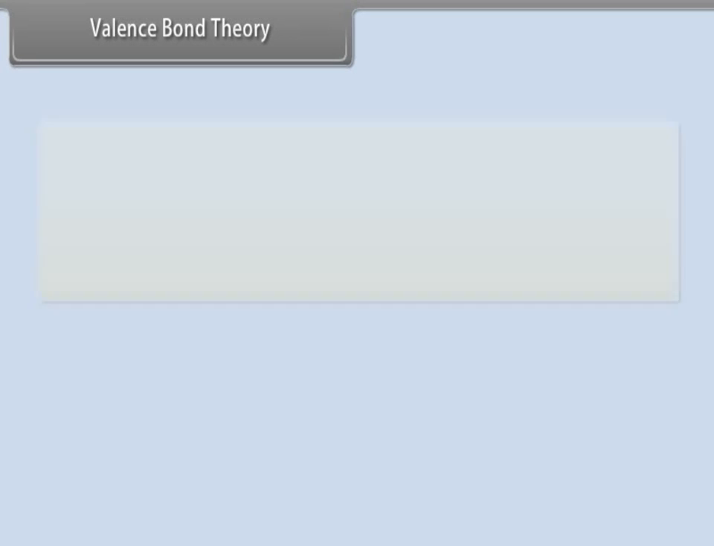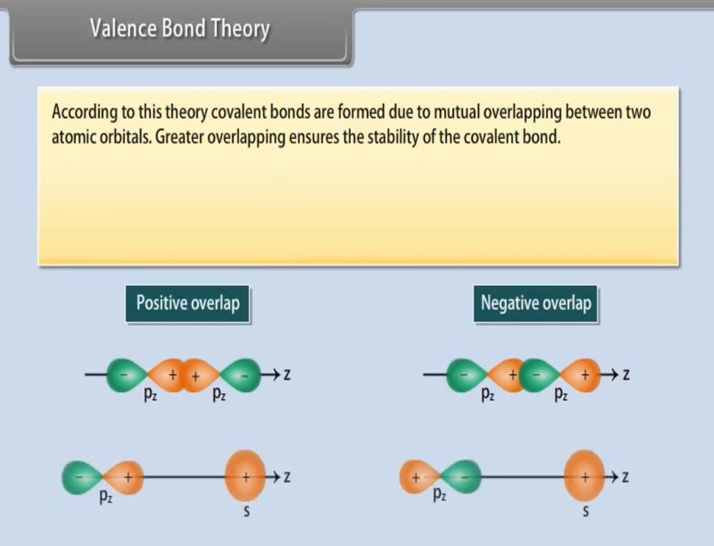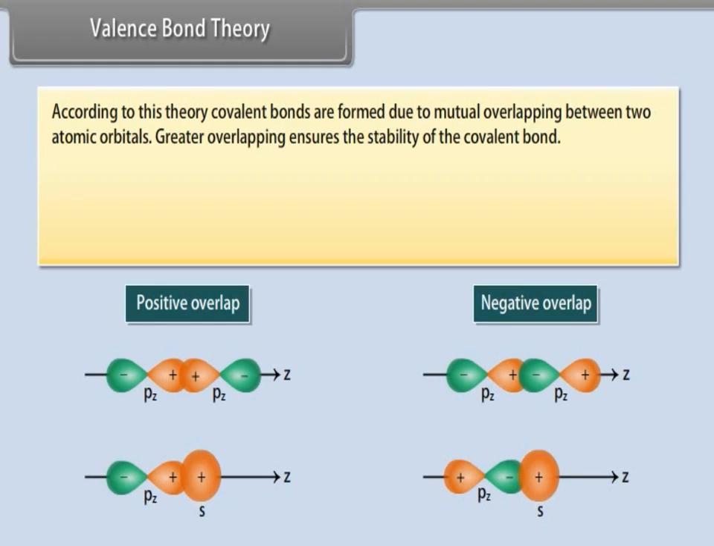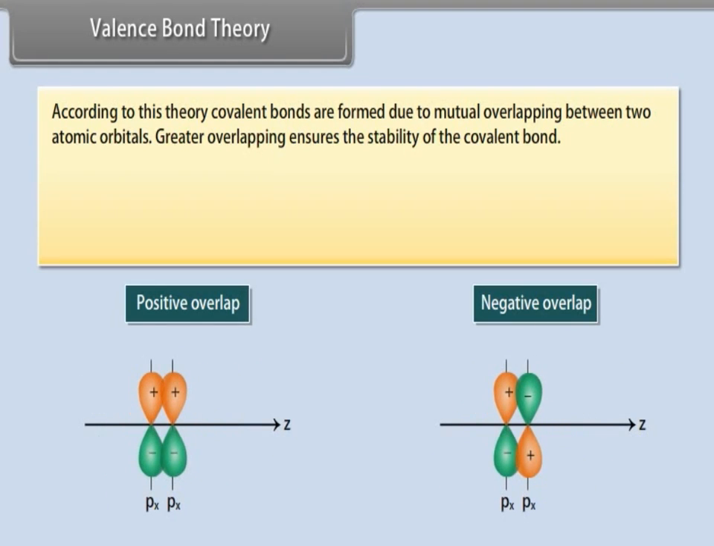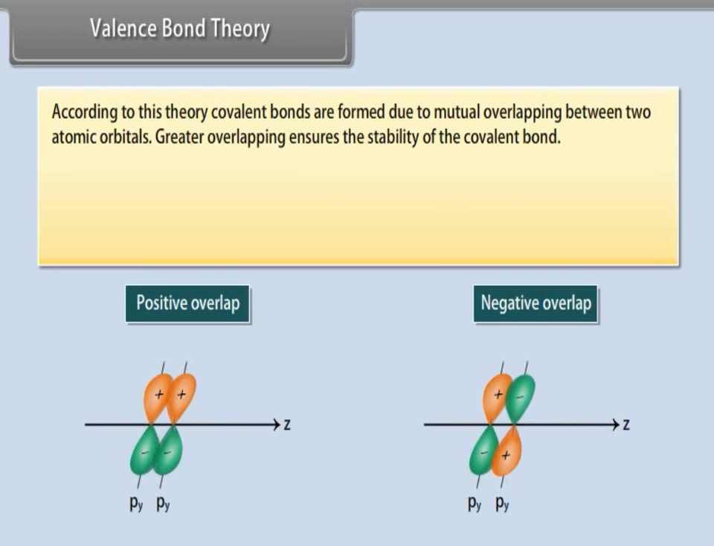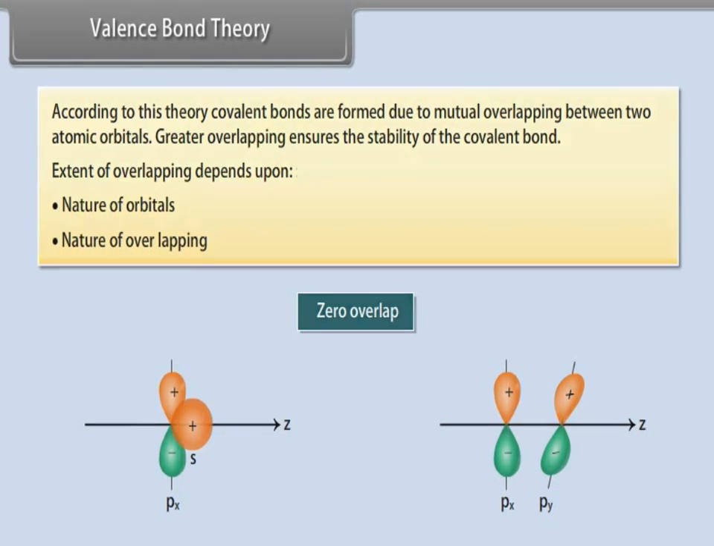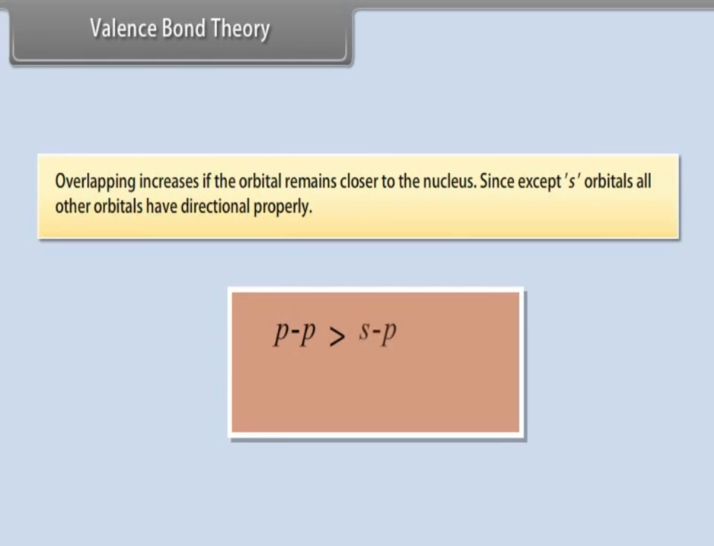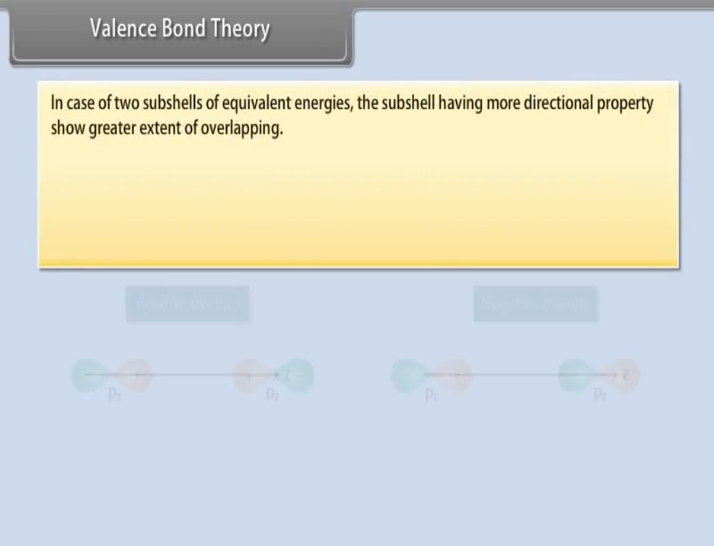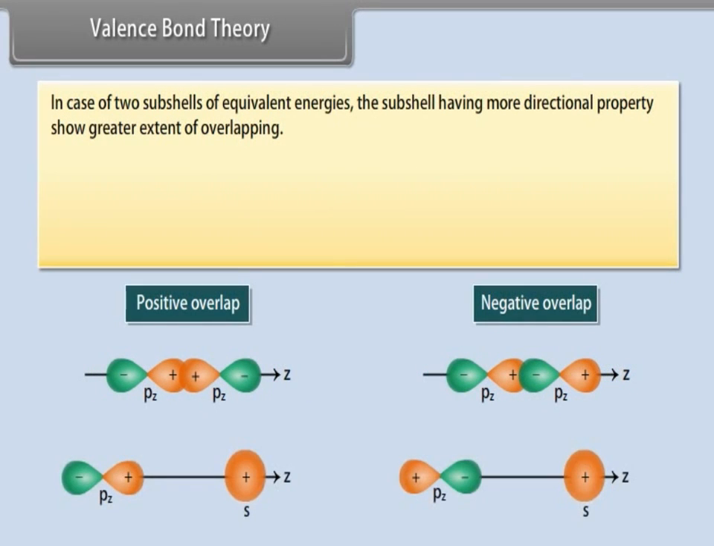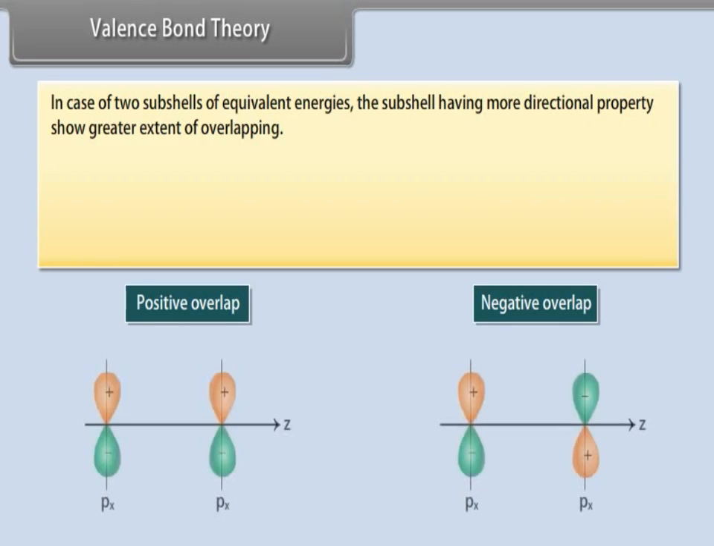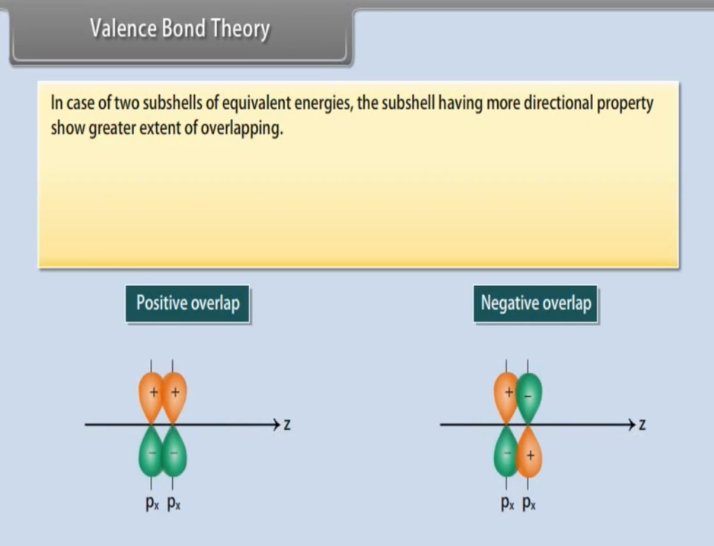Valence bond theory. According to this theory, covalent bonds are formed due to mutual overlapping between two atomic orbitals. Greater overlapping ensures the stability of the covalent bond. Extent of overlapping depends upon nature of orbitals and nature of overlapping. Overlapping increases if the orbital remains closer to the nucleus. Since except s orbitals, all other orbitals have directional property. In case of two subshells of equivalent energies, the subshell having more directional property shows greater extent of overlapping.